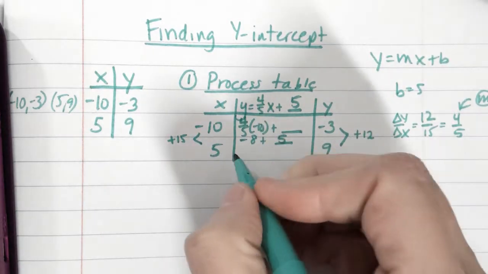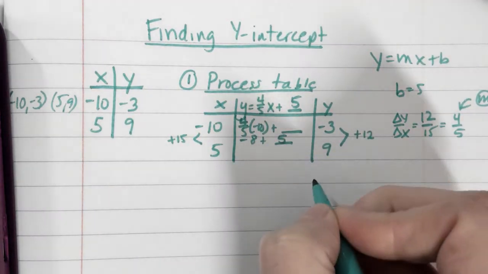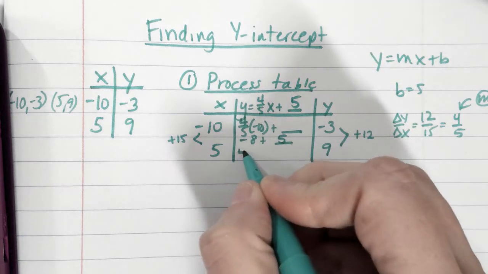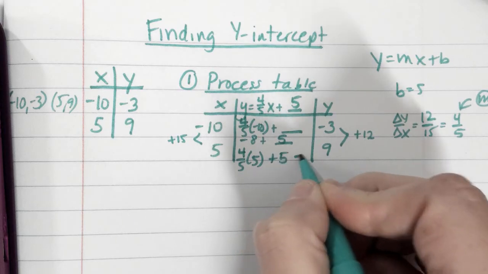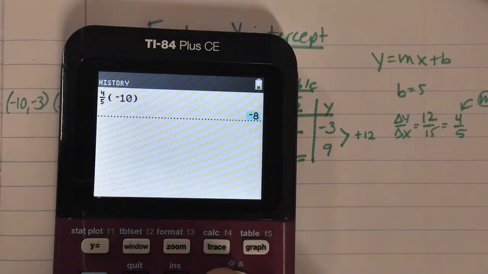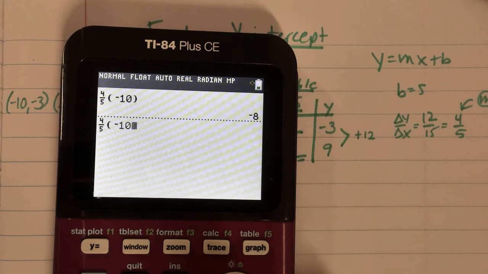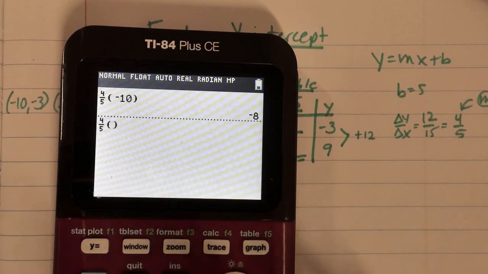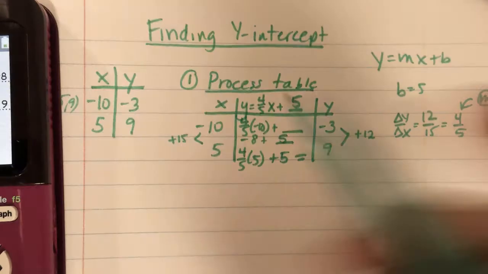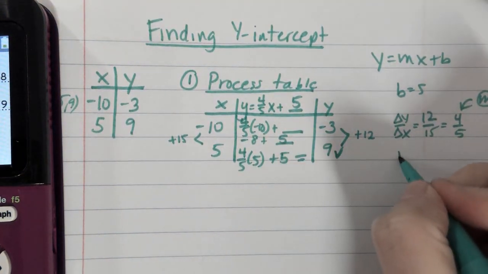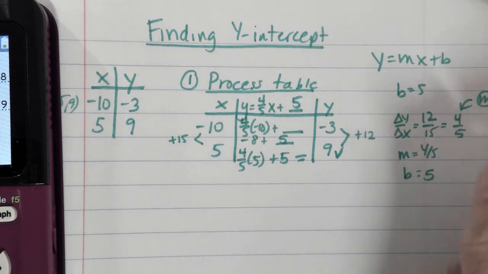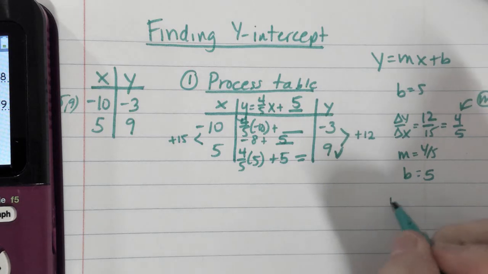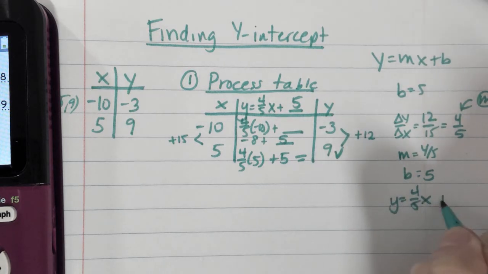Well, let's try it out. If that's true, then I should get the same answer with this equation. So 4/5 of 5 plus 5 should equal 9. Well, let's try that. 4/5 of 5 plus 5 gives me 9, and that works. So I know that m is 4/5 and b is 5. And if I wanted to, which we've already done, I could write y equals 4/5 x plus 5.